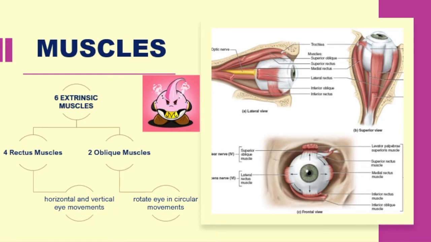Our eyes are composed of 6 extrinsic muscles. Oftentimes, we refer to these as your EOMs or your extraocular muscles. There are 4 rectus muscles and 2 oblique muscles.